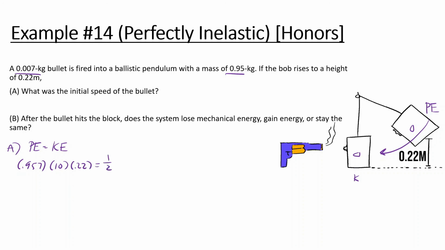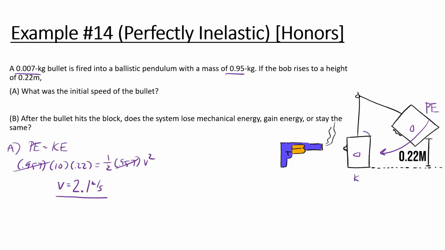This is going to be equal to 1/2 the mass, 0.957, times the velocity squared. So we can find this velocity. I'm going to again cancel out the mass because it's on both sides. 10 times 0.22 divided by a half, and the square root of that, we should get around 2.1 meters per second.